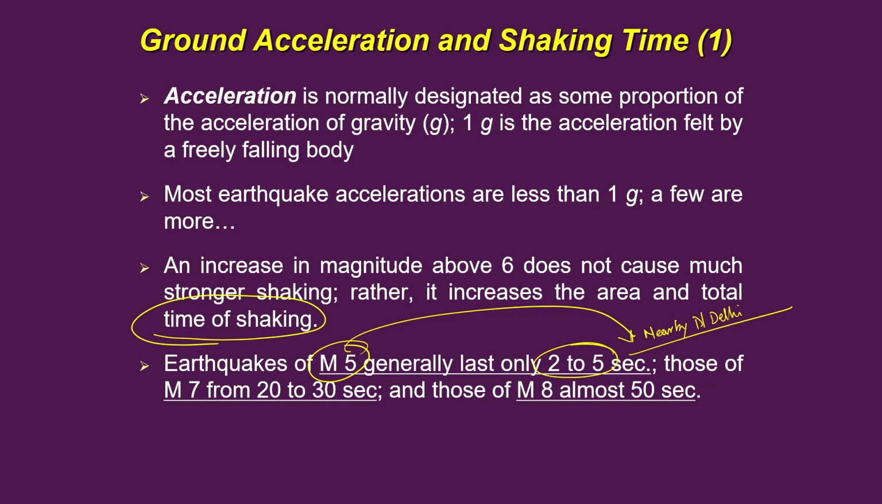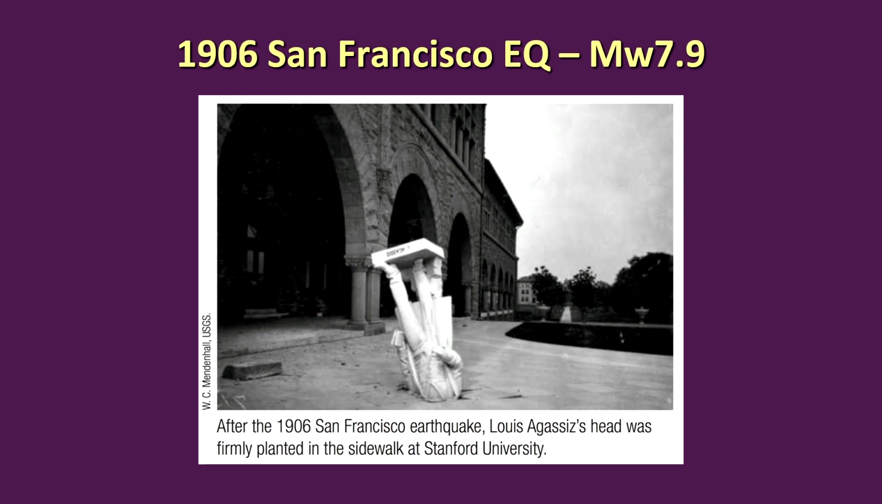But if you have a magnitude 7 earthquake in any area, then it will last for almost 20 to 30 seconds, and for magnitude 8 it will be around 50 seconds. And this 50 seconds is quite a good amount of time that can create huge damage in the area.